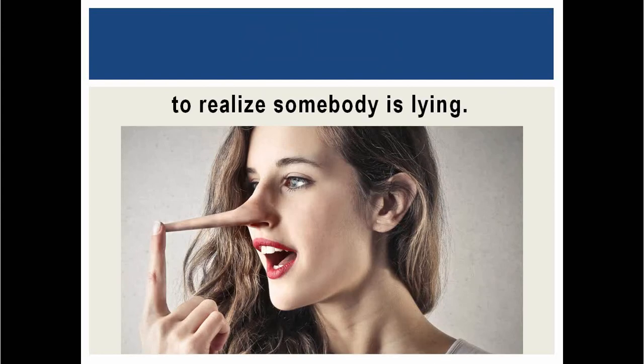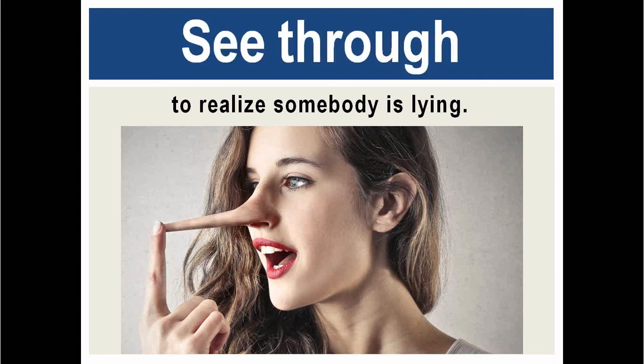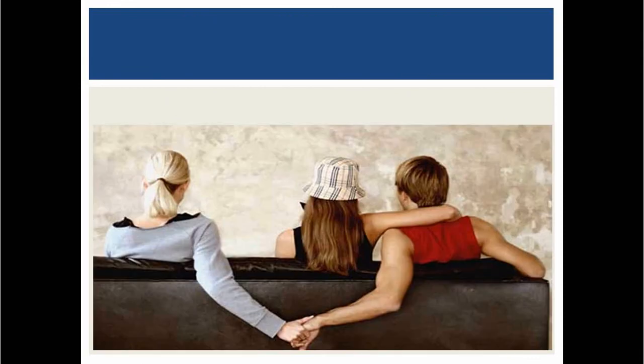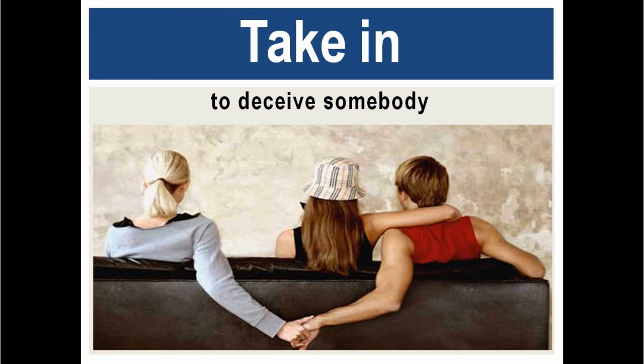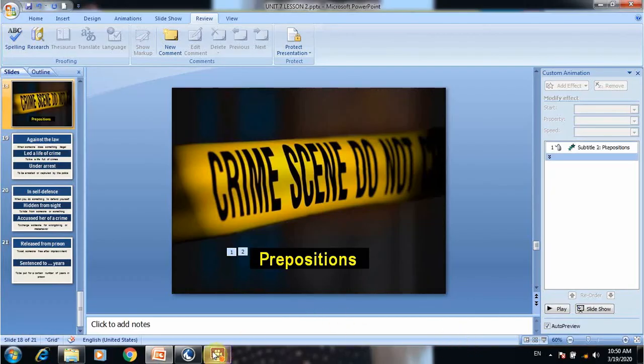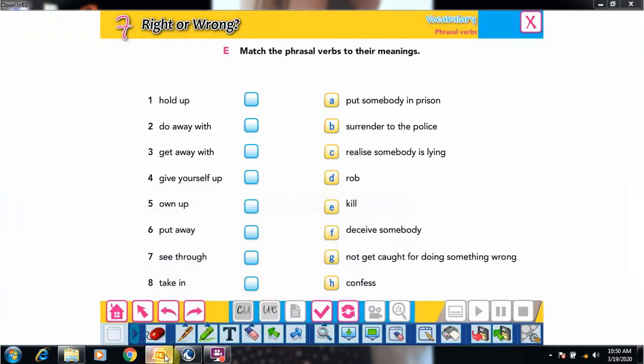From the picture, to realize somebody is lying. Do you remember Pinocchio? So to realize that someone is lying, it's see through, okay? To deceive somebody, it's taken in, and we took taken in in prep 2, by the way. So taken in means to deceive somebody. And now we finished the phrasal verbs. Before we go to the prepositions, let's answer this exercise.